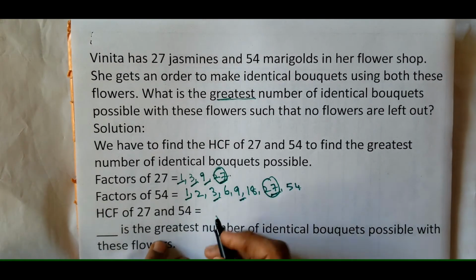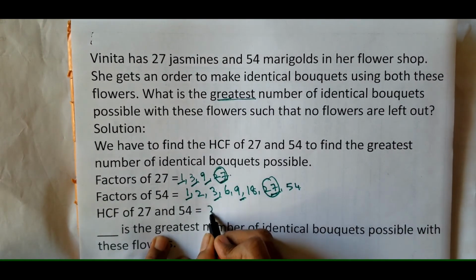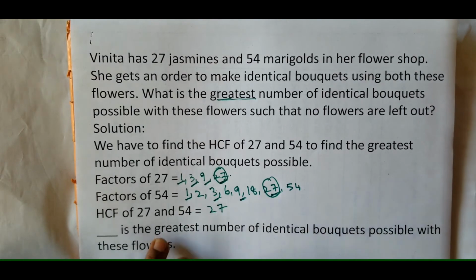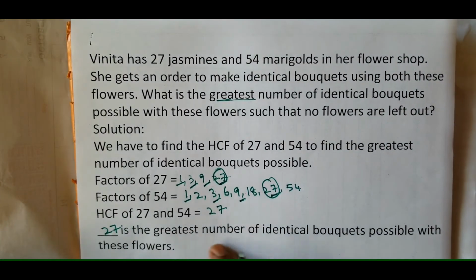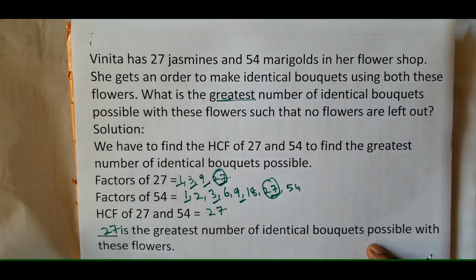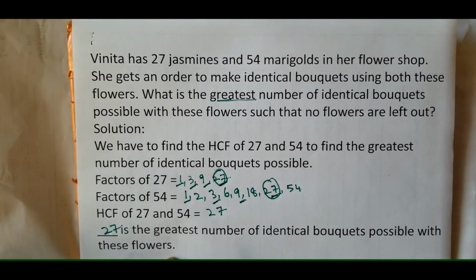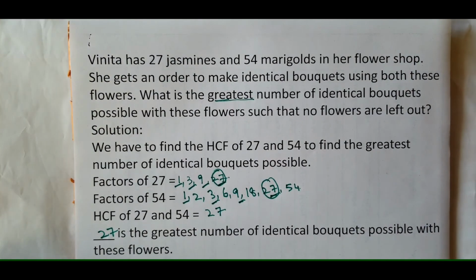27. So HCF of 27 and 54 will be 27. So 27 is the greatest number of identical bouquets possible with these flowers. Followed?